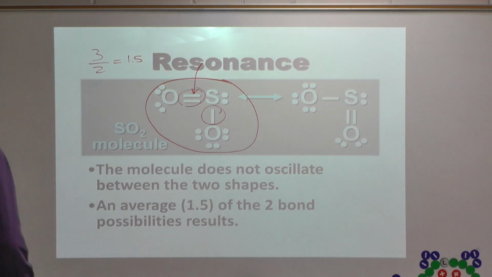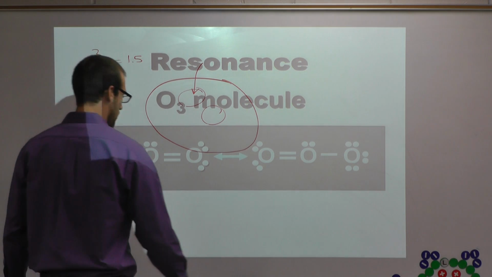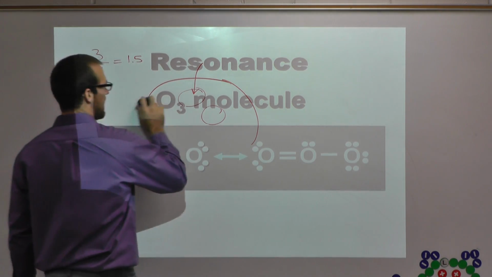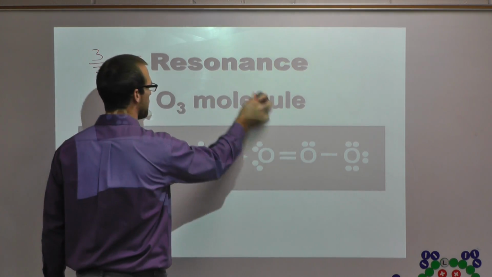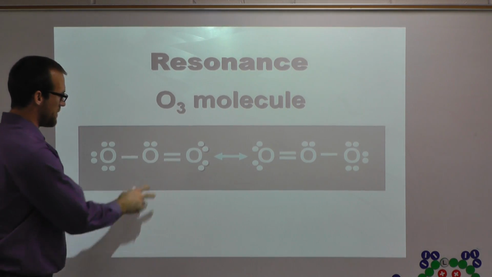Everything builds off each other. Alright, here's another one. So you would have to put both. What would you say the hybrid bond length and bond energies would be? In between. What would you say? 1.5. This would also be 1.5 because you have two regions.